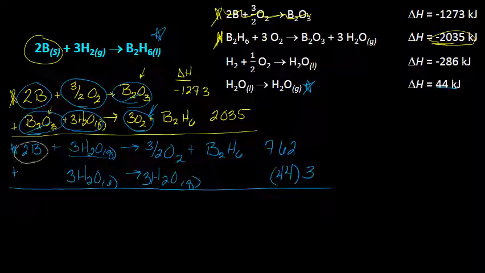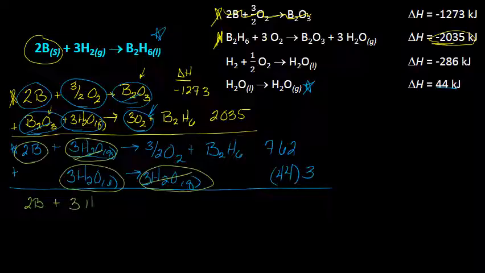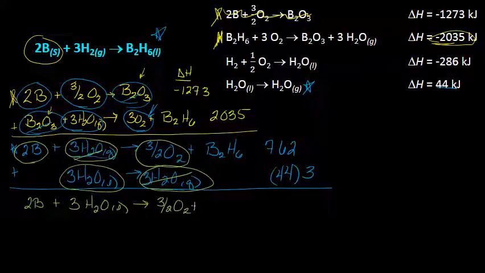I don't see boron anywhere, so I'm going to write 2 borons here, plus here I have 3 gaseous waters and 3 gaseous waters, so 3 minus 3 is 0. Those go away. I have 3 liquid waters, and I don't have that anywhere else, so I'm just going to bring that down. Arrow. I don't have oxygens anyplace else, so 3 halves oxygen, plus that's the only place I find diborane.